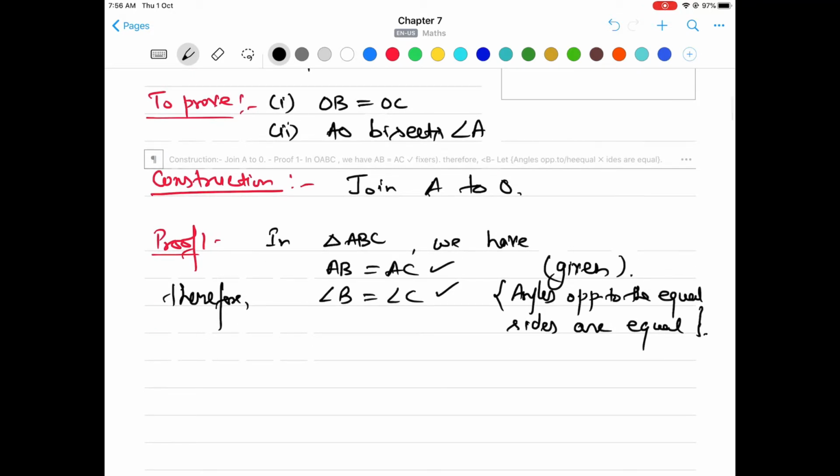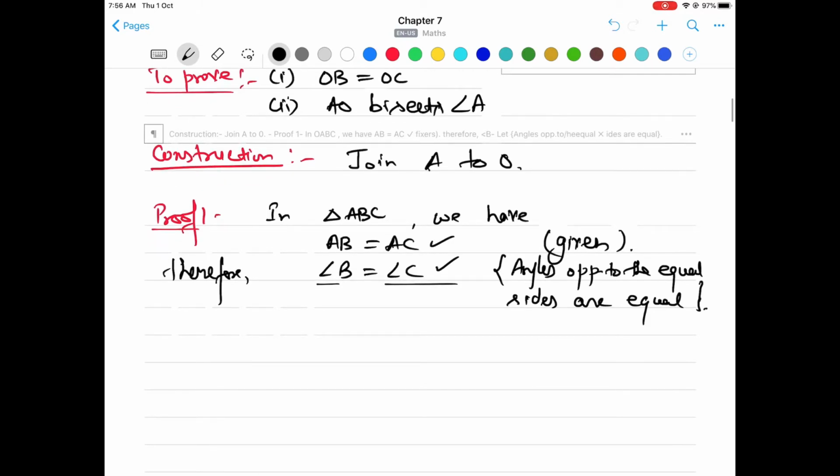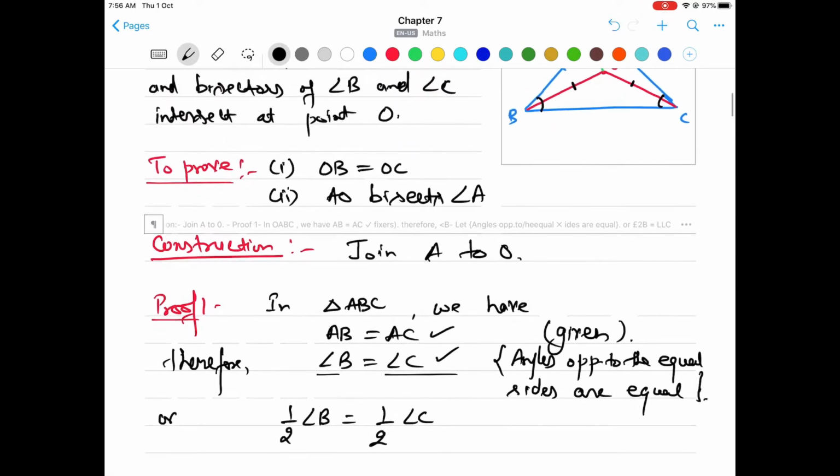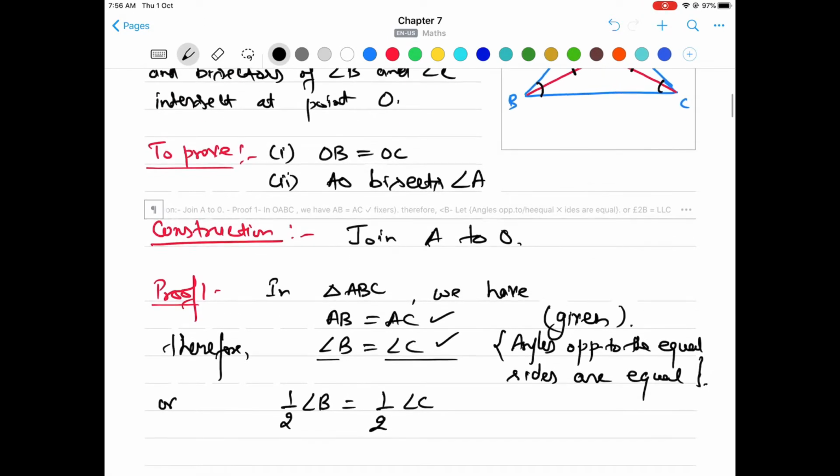Okay, so if we multiply 1/2 on both sides in this equation, we can write this as half of angle B will be equal to half of angle C. Since the two angles are equal, therefore their half will also be equal. Okay, so half of angle B will be equal to half of angle C.